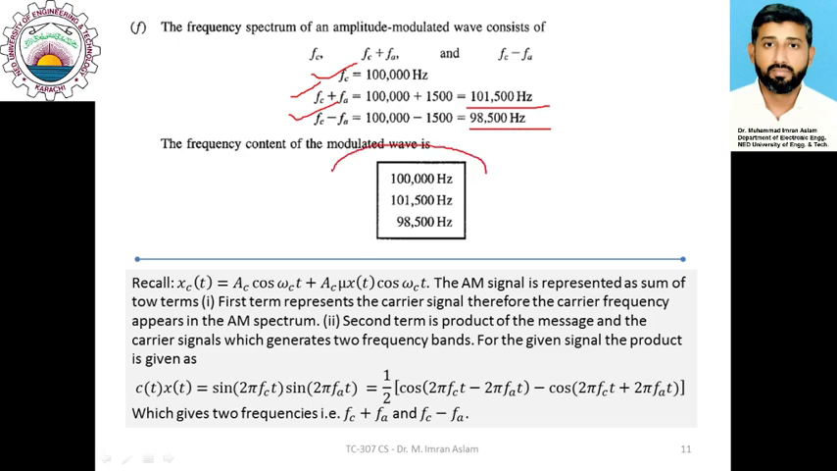So the output modulated waveform will contain these three frequencies, which are 100,000 Hertz, 101,500 Hertz and 98,500 Hertz.